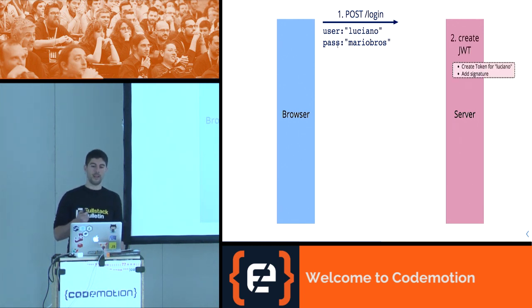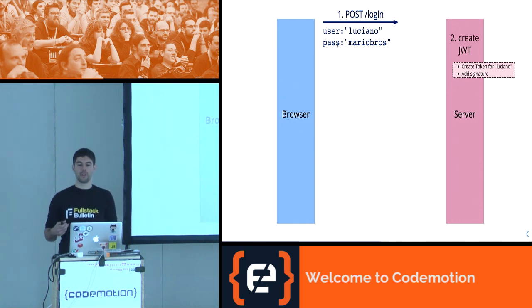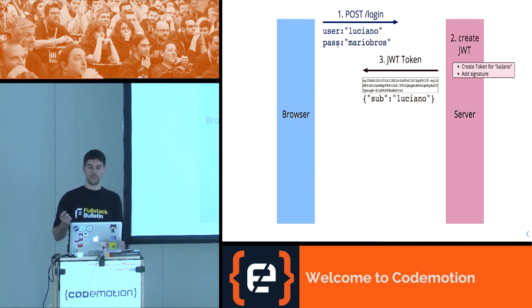This time, if the login is correct, so username and password are valid for that user, then the server creates a JWT token. In this token, it just says, okay, the user for which the token is created is Luciano, and then it's signed using the secret that is known by the server. Then this token is returned back, right? And it contains actually this information that this token is created to identify Luciano.